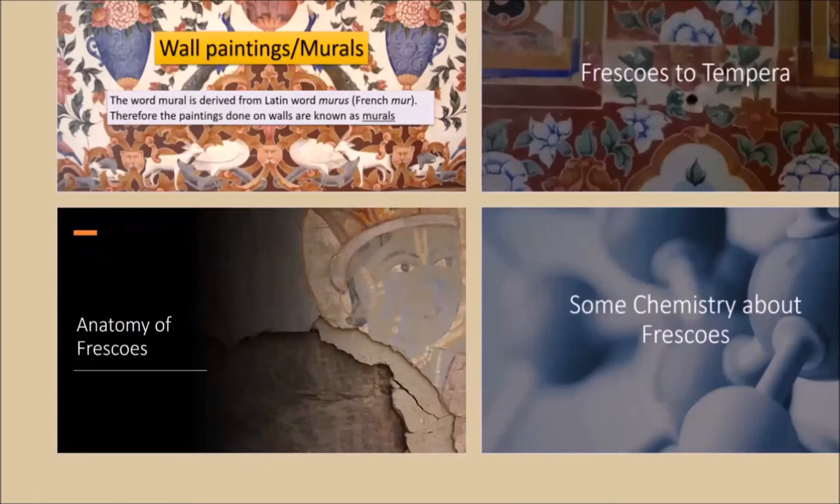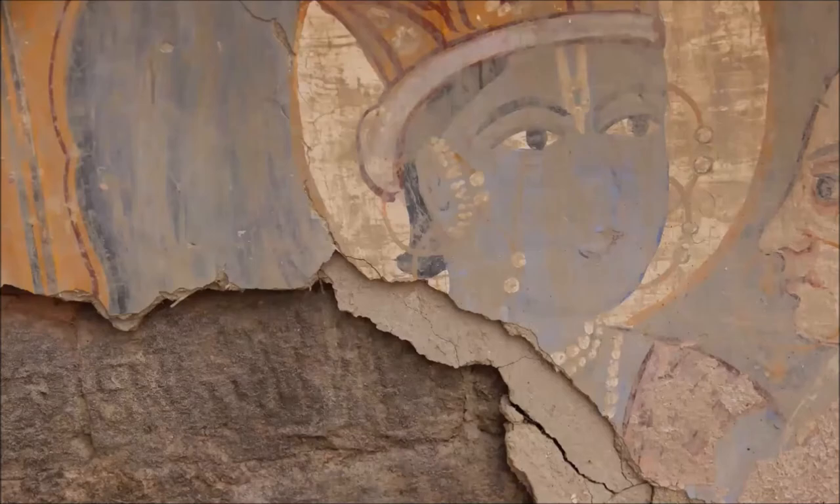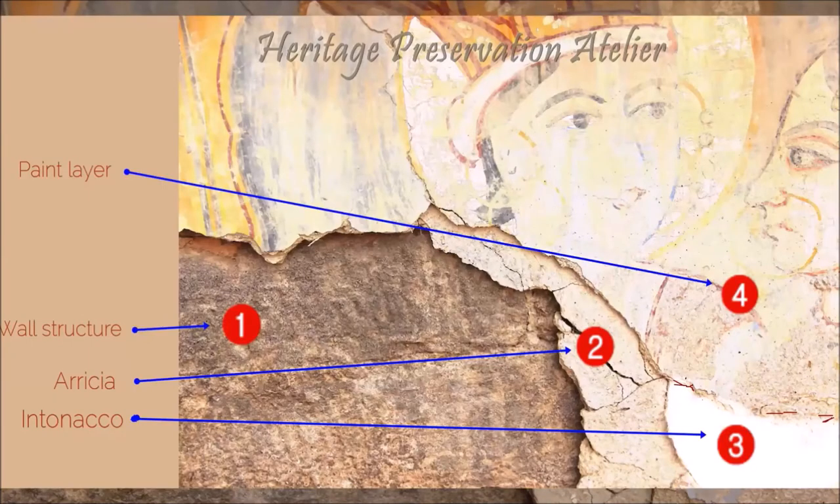Anatomy of frescoes. I think we all know, we have the wall structure, which can be brick wall or stone also. I have seen both. One of the temples that we worked on was all of stone. The structure was in stone and it was plastered. And one of the mosques we worked on was all brick structure, again plastered with the proper technique of various layers of arriccio and intonaco, the final layer.